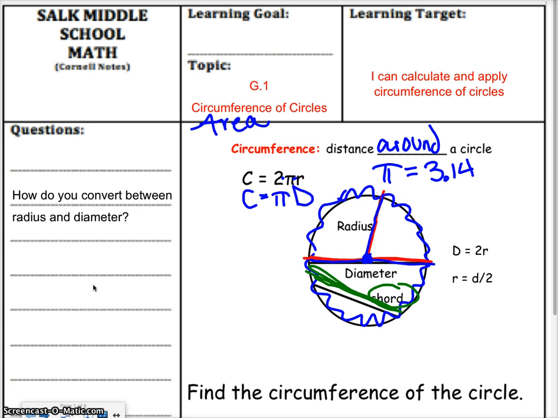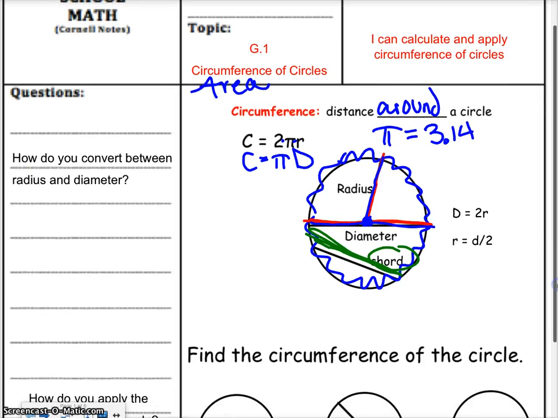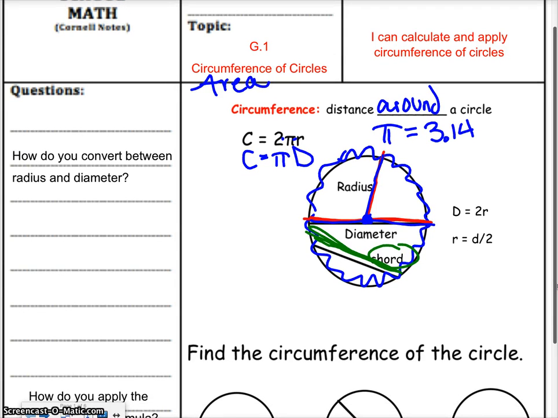So radius, halfway across, going through the center. Diameter, all the way across, going through the center. Chord just goes across, does not go through the center. And then I have some examples. Diameter is 2 times the radius. Radius is half of diameter, so diameter divided by 2. Got it? Properties.